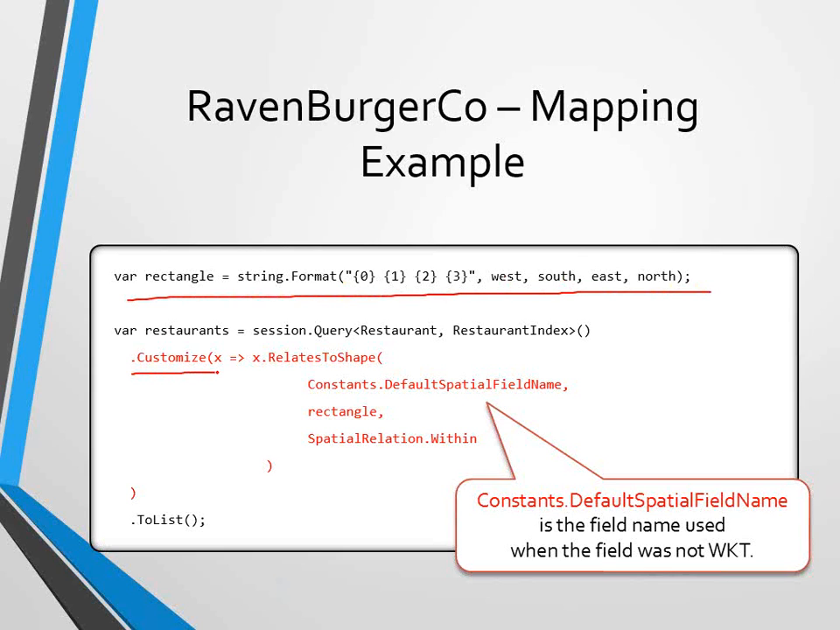And again, we're using the customize call, but this time we're calling relates to shape. The first parameter is the field name. So, like I said previously, the default spatial field name is the one we need to use, because when we specified the index, we didn't specify a field name. We're then passing in the rectangle string, and then we're specifying the relationship that we want to query on.